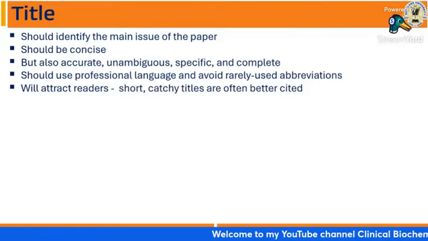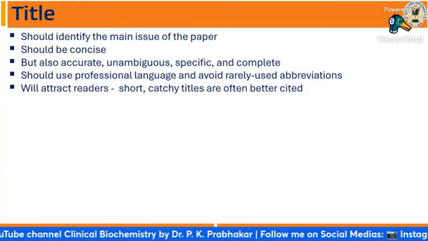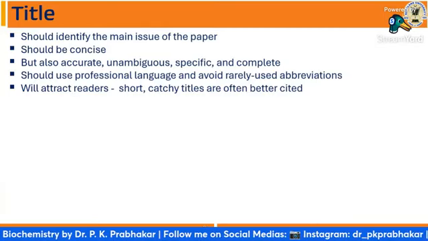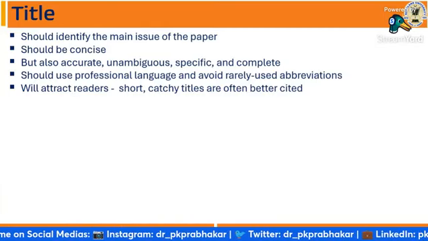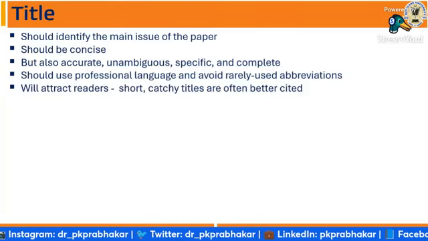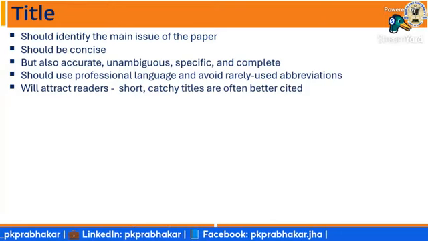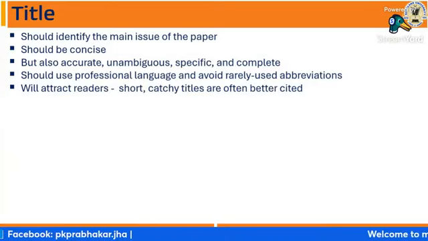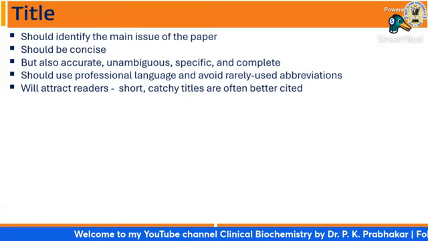Titles should identify the main issue of the paper, and should be concise but also accurate and unambiguous. It should not confuse the readers. You shouldn't give certain things in the title that the paper doesn't have information on. So it should be unambiguous, specific, and complete. It should use professional language and avoid rarely used abbreviations, because normally you should avoid any kind of abbreviation if possible. But if not possible, then don't use a new or rarely used abbreviation; use a common abbreviation if required.